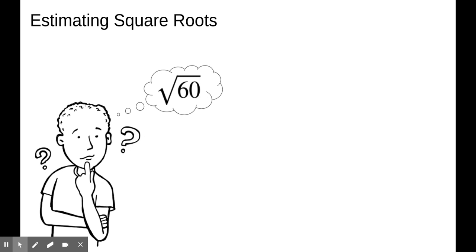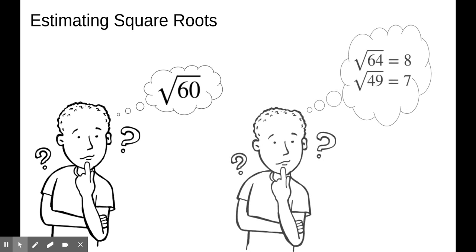So finally, grade 8 students also need to be able to estimate square roots. For example, if you ask students to estimate the square root of 60, they may first think about the perfect squares they know that are close to 60. So that would be 64 and 49.